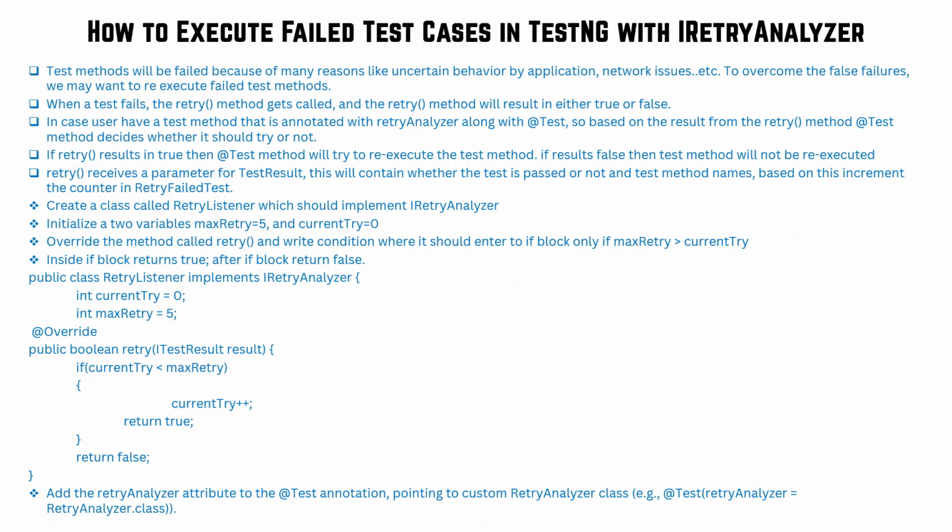So when a test fails, the retry method gets called, and the retry method will return either true or false. If a user has a test method annotated with the retry analyzer along with @Test, then based on the result from the retry method, the @Test method decides whether it should retry or not. If the retry result is true, the @Test method will re-execute the test method. If the result is false, the test method will not be re-executed. Let's see the implementation.